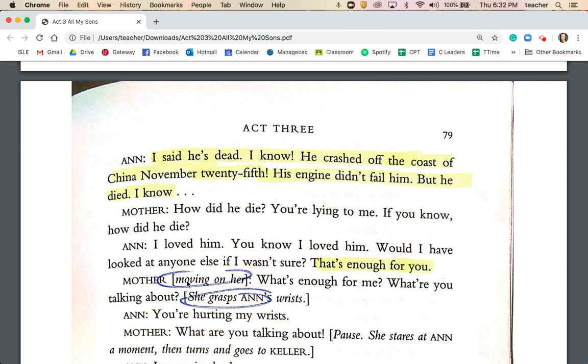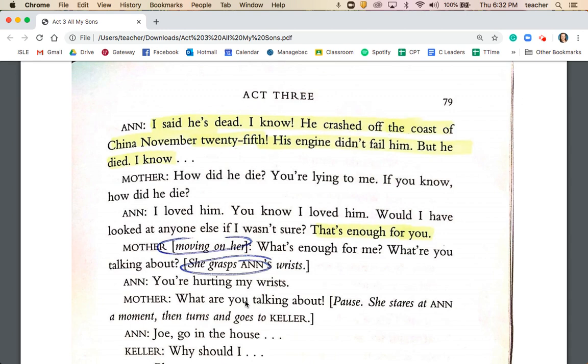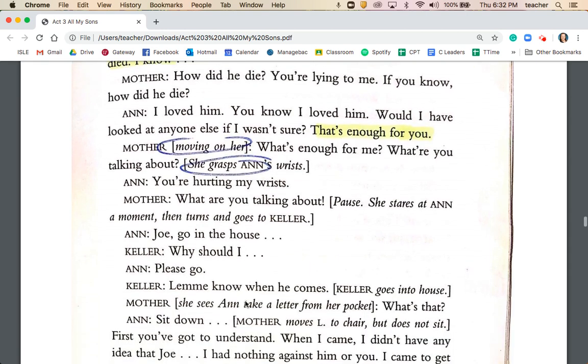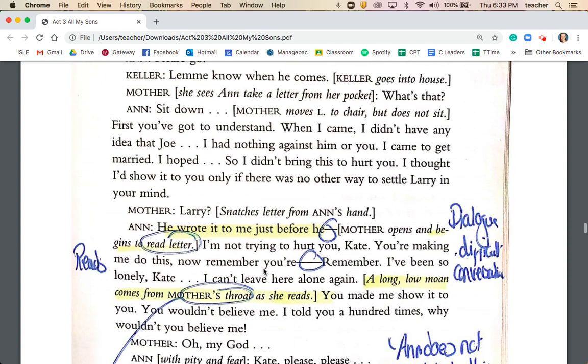And these stage directions are interesting when Mother's moving on her and she grasps Anne's wrists, the desperation and the panic in Kate here as she's starting to be forced to acknowledge the fact that Larry is dead. And what happens is that Anne presents her with this letter, and that's important. She says she sees Anne take a letter from her pocket. And this letter, obviously, Anne's been holding on to for a long time. And it's a letter that Larry wrote to her just before he flew out on his final mission.